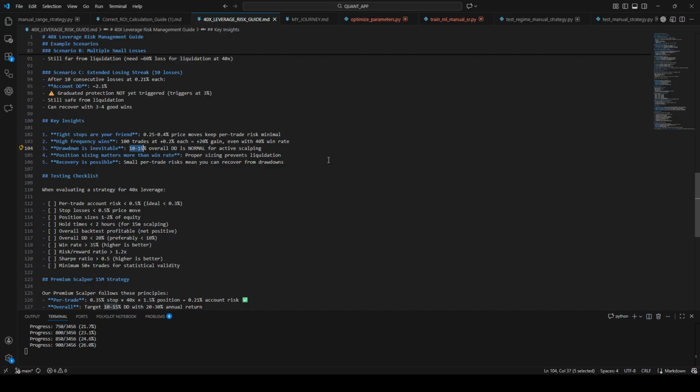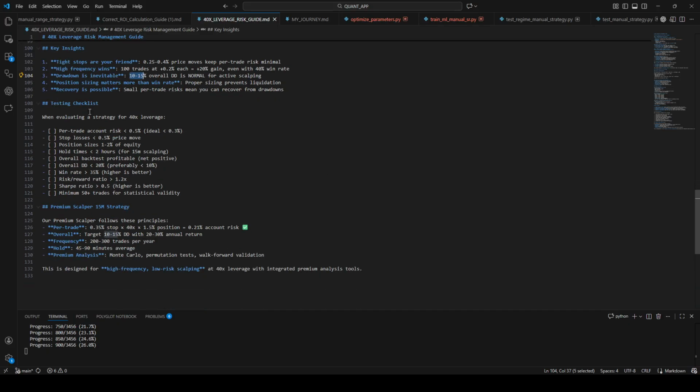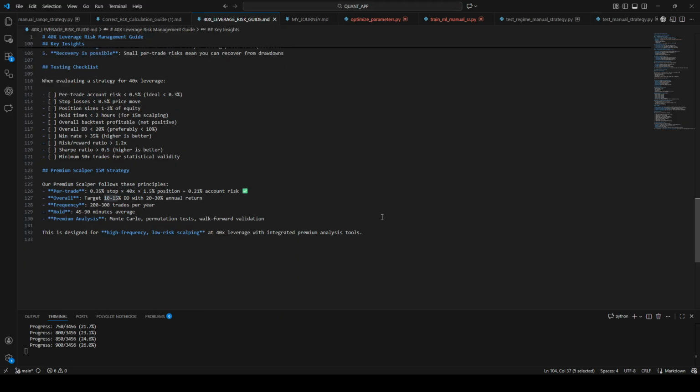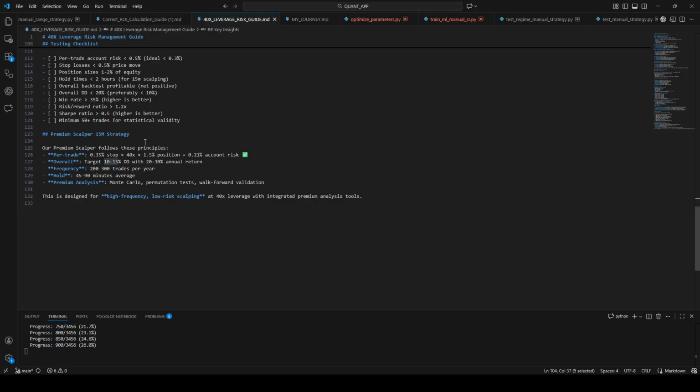Position sizing matters more than win rate. Proper sizing prevents liquidations. Recovery is possible. Small per trade risk means you can recover from drawdowns. So this is my checklist, but I still need to update it. Premium scalper strategy. These are some things I performed on the strategy. Low risk scalping with premium analysis tools.